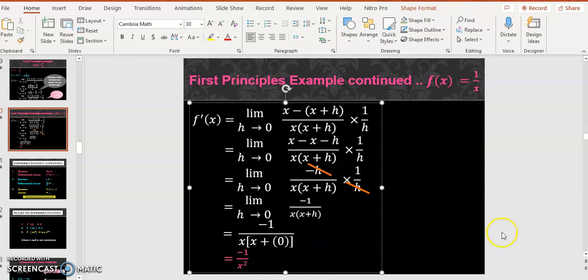Yeah, we got a minus. Okay, so here, what are we going to have? We have a minus 1, which is this, then x times x. This bracket means times. So x times x is going to give us x squared. So the answer for that, if you find the derivative of 1 over x from the first principle, you are going to get this. You must go through all these steps. Okay. Let's move on to the next slide.